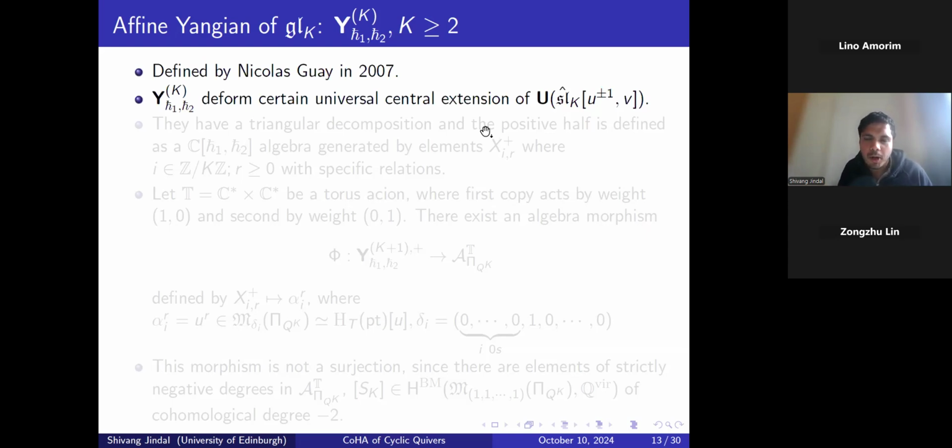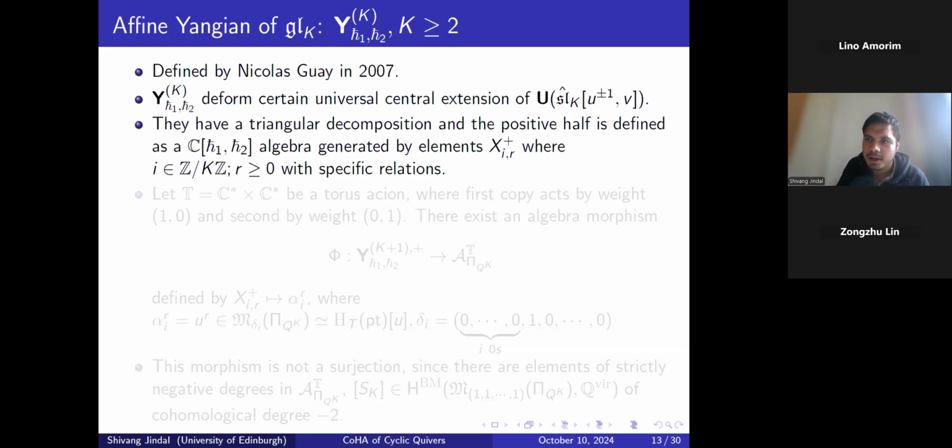Now, as defined by Guay, this algebra has a triangular decomposition, and the positive half of this algebra is an algebra over two parameters, \mathbb{C}[h_1, h_2], generated by some generators x^+_{i,r} in their notation, with some relations. These relations are much clearer, and I will show you one slide where we see them. But basically, the point is that they define this algebra, which deforms the central extension of this universal enveloping algebra, with certain generators and relations.